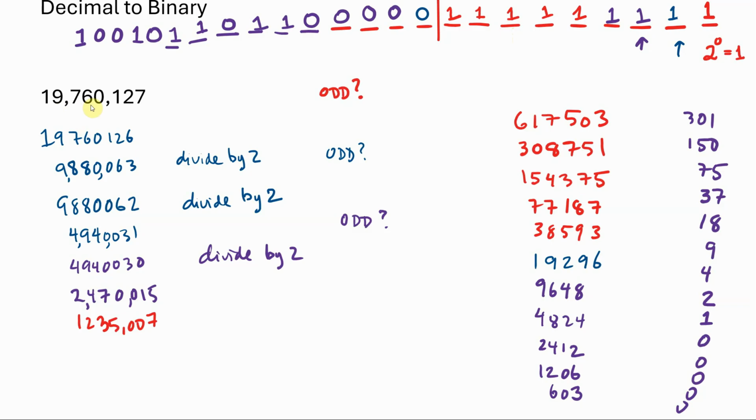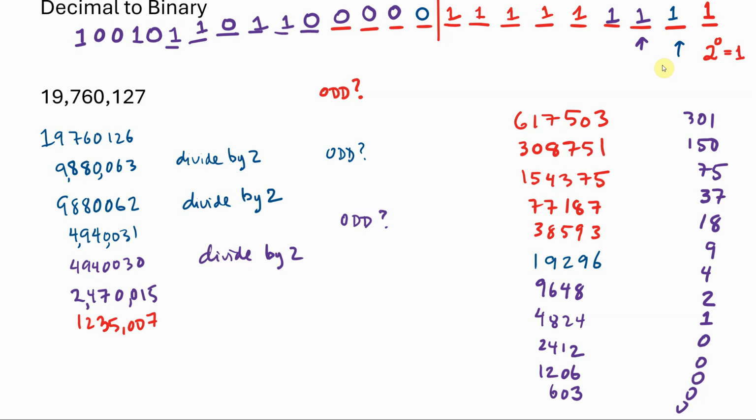You ask the same questions repeatedly. Is it odd? If it is, put a 1 here. If it's not, put a 0 here. And then subtract 1 and divide by 2. And it's just a little hint when you go to write this code, instead of subtracting 1 and dividing by 2, you could use integer division to accomplish the same thing in a much shorter step.